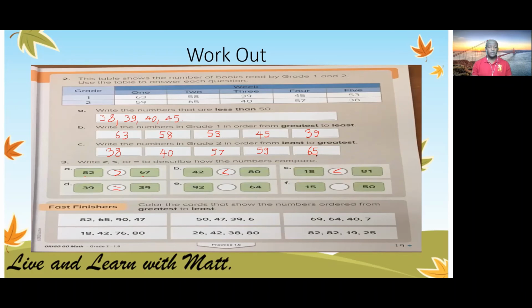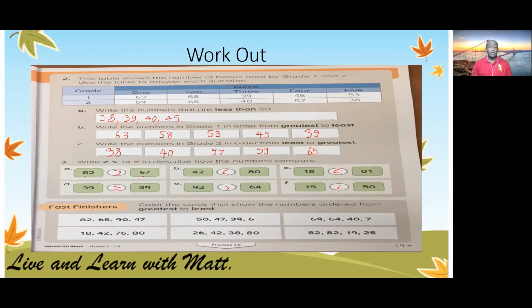Part E, 9 tens and 6 tens. So 9 tens is greater than 6 tens. Part F, we have 1 tens, 5 tens. 1 tens is less than. There you go.